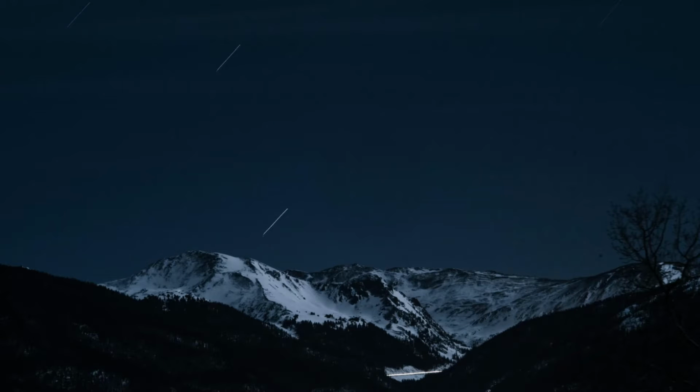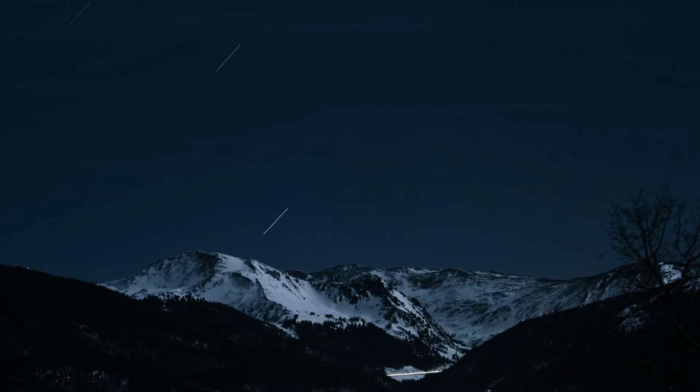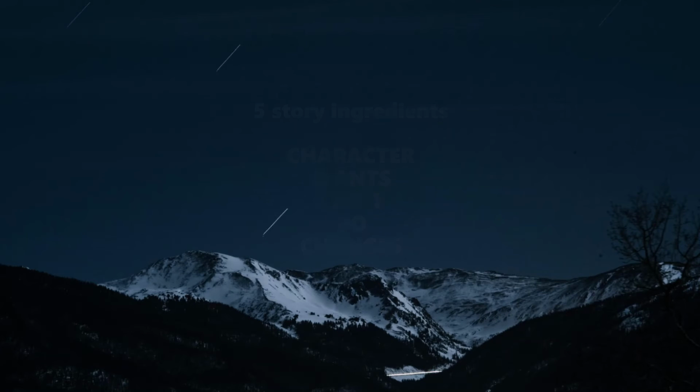So at this point, you've got a character who has a personality type. Those are the patterns of what they do, what they say, what they think. We've got their skills, we know what they want, and we've started to plan ideas according to the 5 story ingredients about who the character is, what they want, why they can't have it, what they do about it, and then what changes because of what they do.